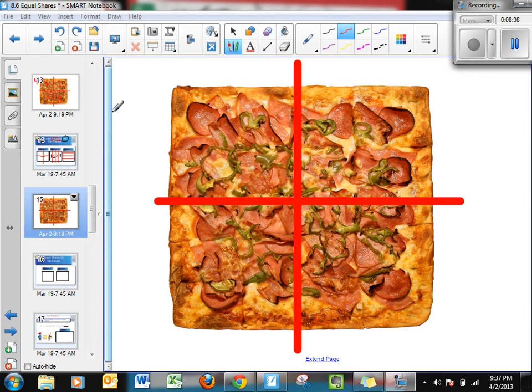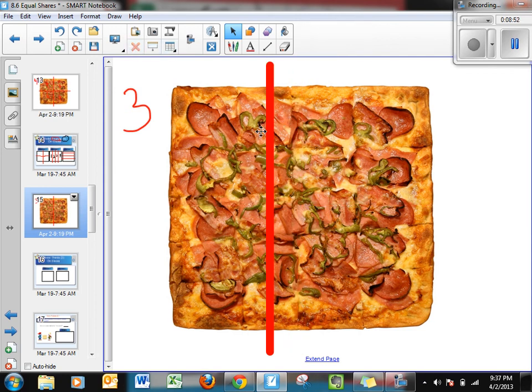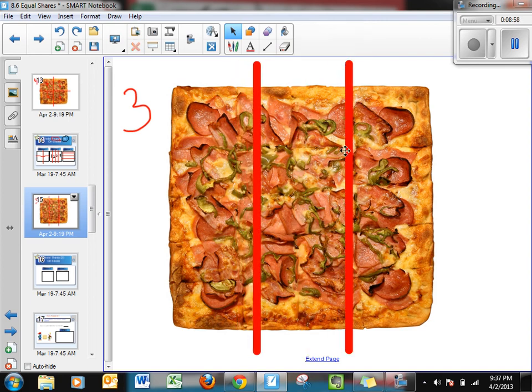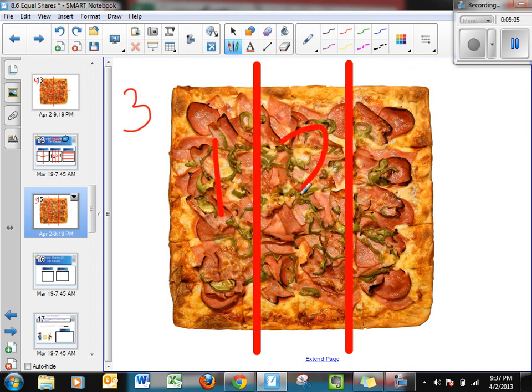The last one that we're going to talk about today is something that we call thirds. So here is the number. We need 3 pieces. So let's pretend that out of those 4 people, one of the people got sick. So no longer do we need 4 pieces, we only need 3. So what I'm going to do is get rid of one of these. And I'm going to show you that in order for us to make 3 pieces, we're going to have to use 2 lines so that when we divide it, it ends up making a total of 3 pieces. So you can see here I've got 1, 2, 3 equal pieces.